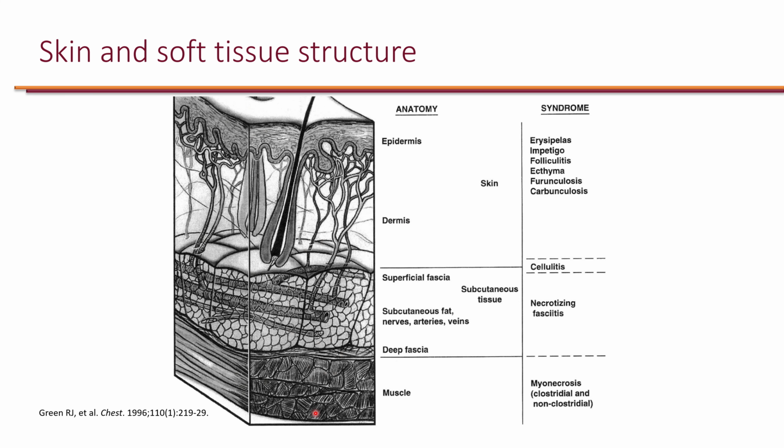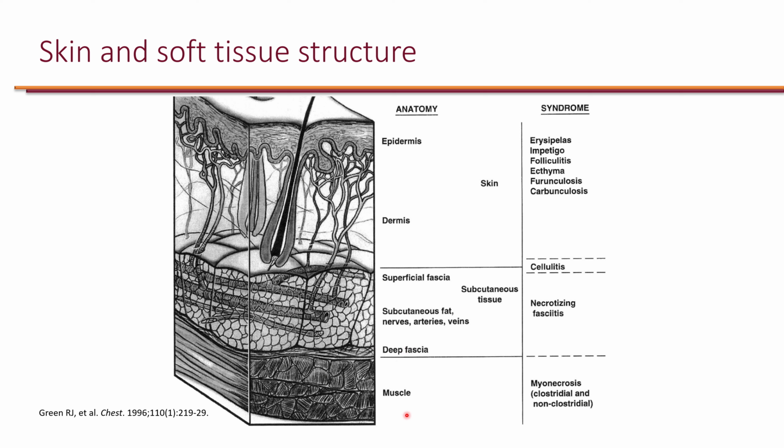It's important to consider the anatomy of skin and soft tissue structure when discussing skin and soft tissue infection. So you can essentially think of the layers here. At the very top, we have skin. Under the skin is the subcutaneous tissue, and then under that there is muscle. Now within skin, we can think of epidermis and dermis. Epi means above, so epidermis is above dermis. And then in the subcutaneous tissue, we have superficial fascia. And then under it, we have subcutaneous fat, nerves, and arteries and veins, followed by deep fascia.